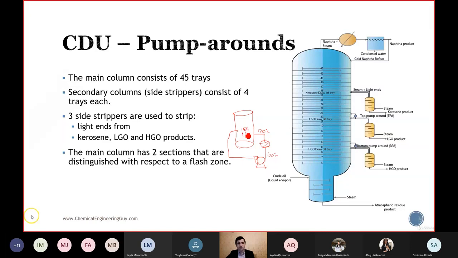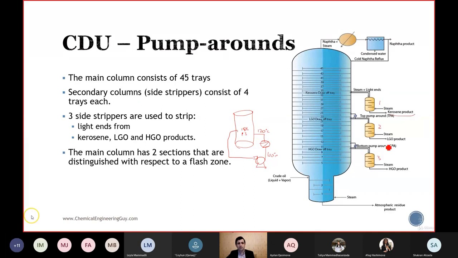The main column consists of 45 trays. The secondary columns consist of 4 trays each. These are the side strippers: side stripper 1, 2, 3, for kerosene product, for light gas oil product, for heavy gas oil product.